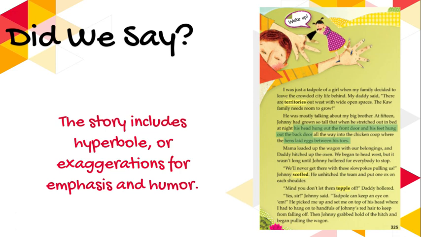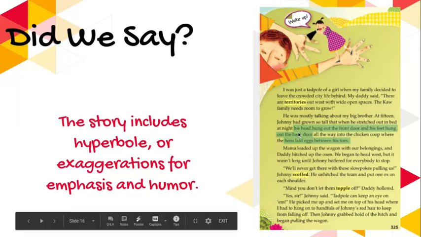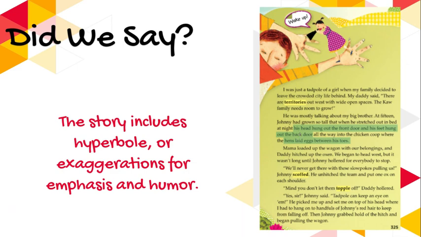Another characteristic that you might have pointed out that proves this story is a tall tale might be the use of hyperbole or exaggerations for emphasis and humor. On page 325, it says, "His head hung out the front door and his feet out the back door. Hens laid eggs between his toes." That could never really happen. Nobody could have a space between their toes big enough for a hen to lay an egg. But that seems kind of funny. They're trying to be funny and add humor into the story. They're exaggerating just how large Johnny Caw was.